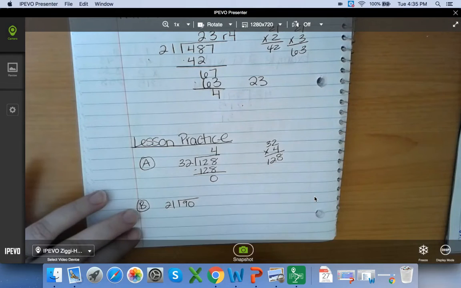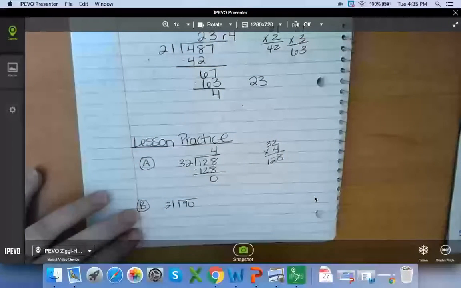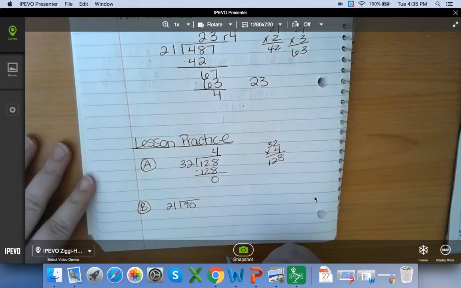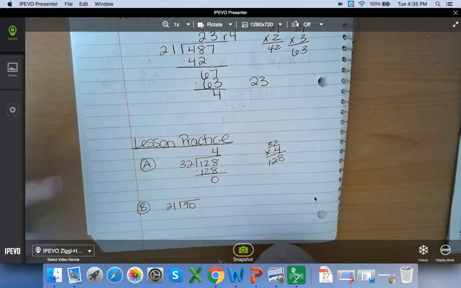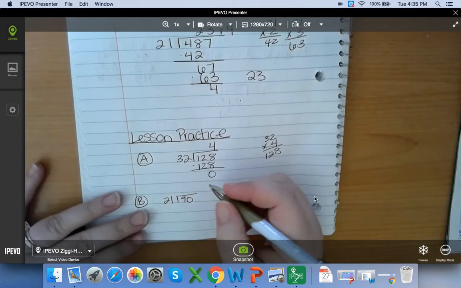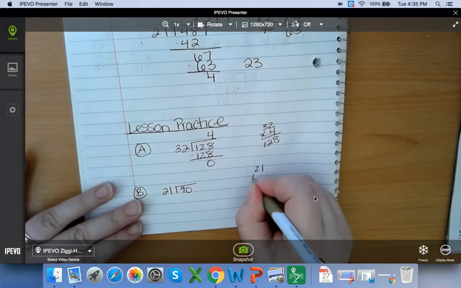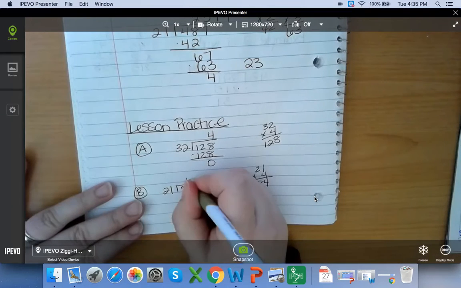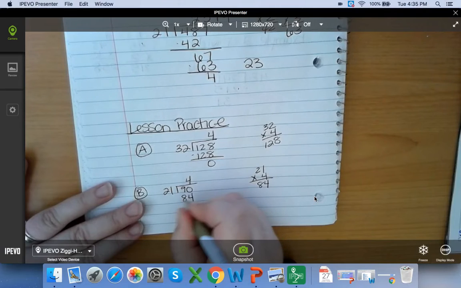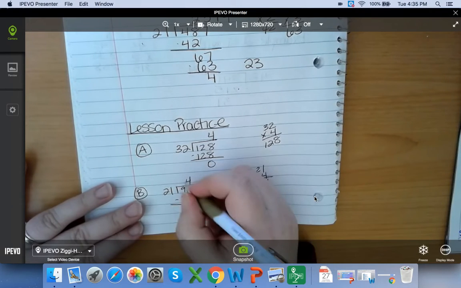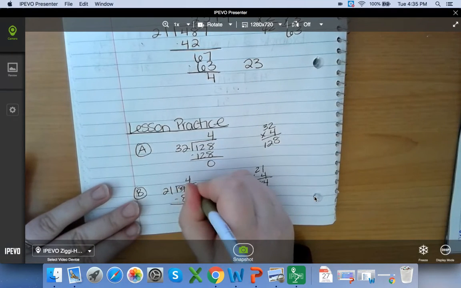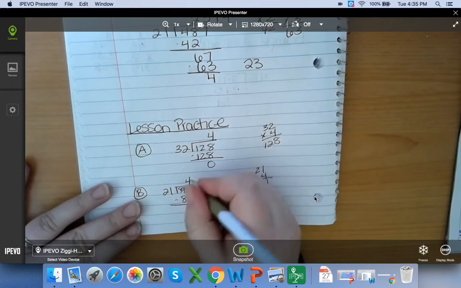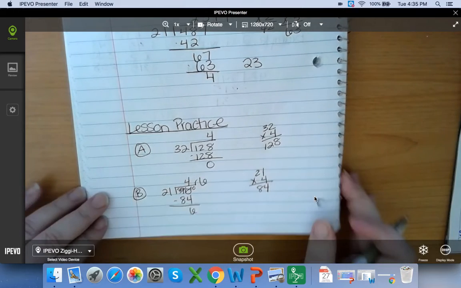All right, let's look at B. 90 divided by 21. Now, I can skip count, 2, 4, 6, 8, and I know that's going to be a 4. Well, at least give me 80, so I can do that. I'm going to take 21 times 4 and see what I end up with. 84. Looks good. Subtract. If I regroup here, it's going to give me 6. So now I have nothing to bring down, and my remainder will be 6.